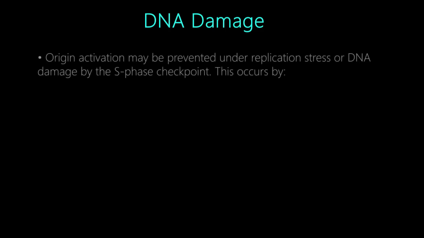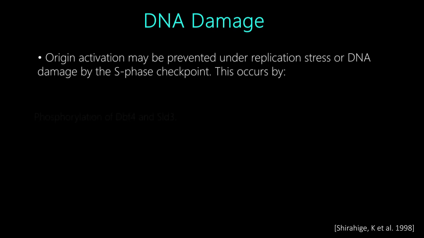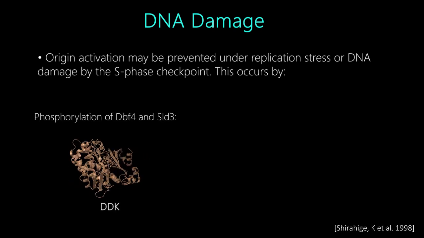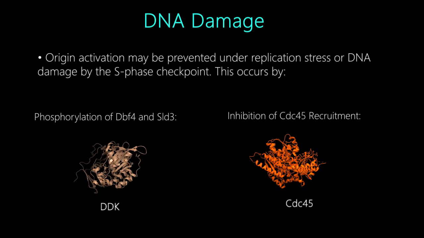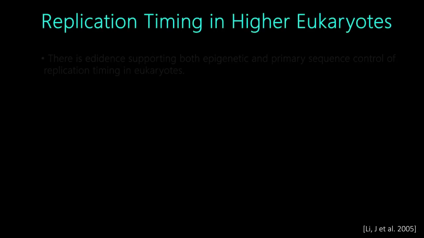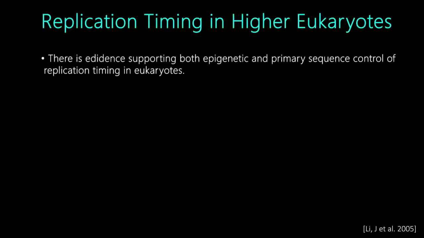Lastly, origin activation may be prevented under replication stress or DNA damage by the S phase checkpoint. This is mediated by the phosphorylation of DBF4 and SLD3, as well as the inhibition of CDC45 recruitment. Although there is strong evidence in support of epigenetic control of replication timing in metazoans, there is also compelling evidence for the role of primary DNA sequence.